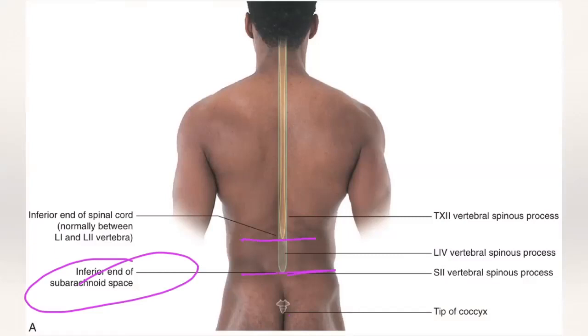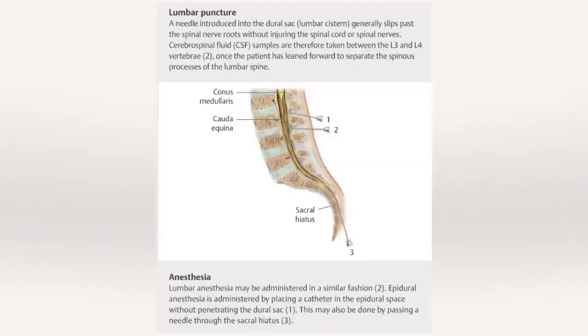This is the coccyx. Here there is S1 and S2, right? With this, there will be the end of the arachnoid space, right? Here we puncture.